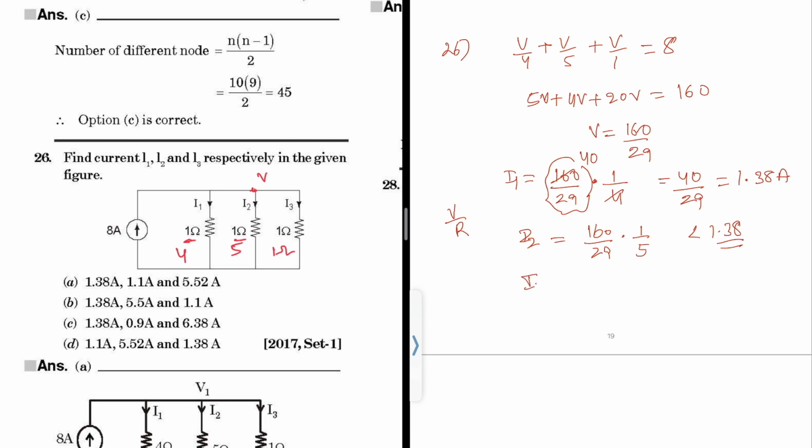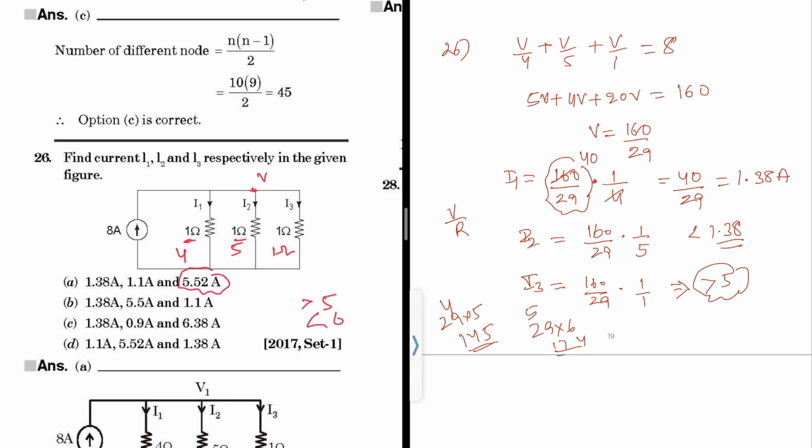Okay. And I3 is 160 by 29 into 1 by 1. So how much will it be? Let's calculate 160 by 29 first. So 29 5s are 145, so it will be greater than 5, right? 29 6s are 174. So it will be greater than 5 and less than 6. So the most suitable answer is this one, option A.